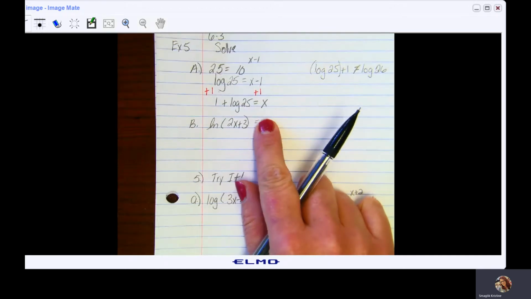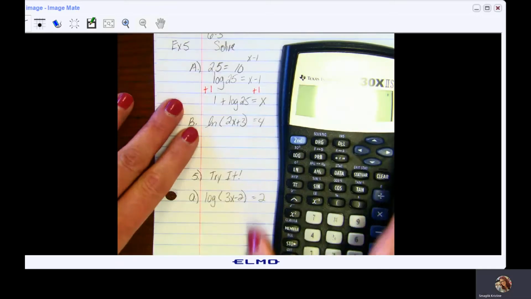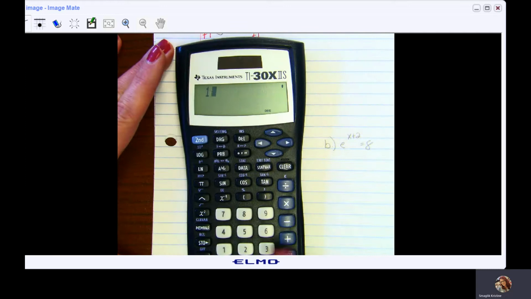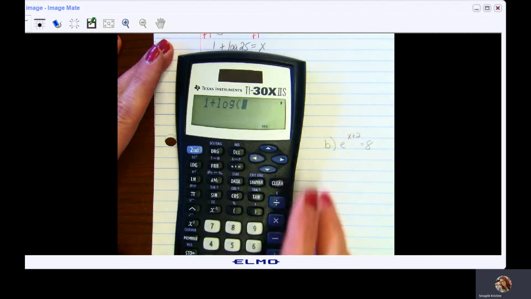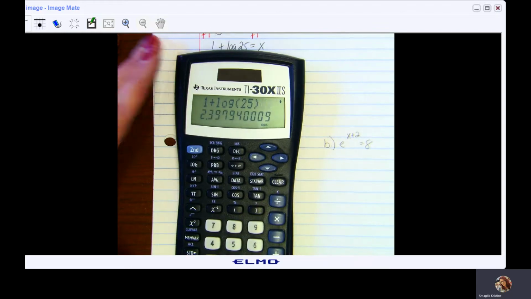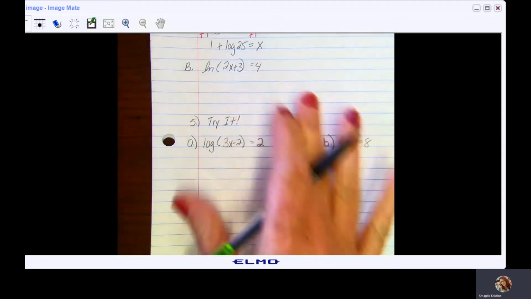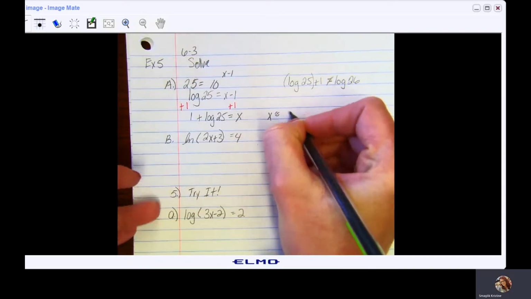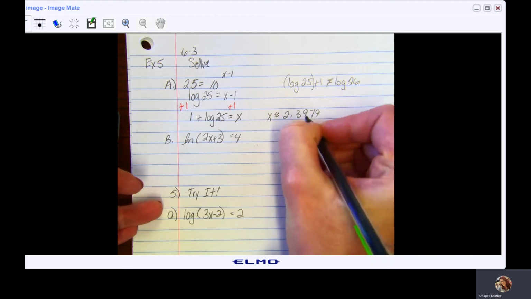So I'm going to grab my calculator. And I'm just going to enter it in. So I'm going to have 1 plus log 25, close off your parenthesis, and equals. And we're going to round this to the nearest 10,000th. So we are going to have x is approximately 2.3979.